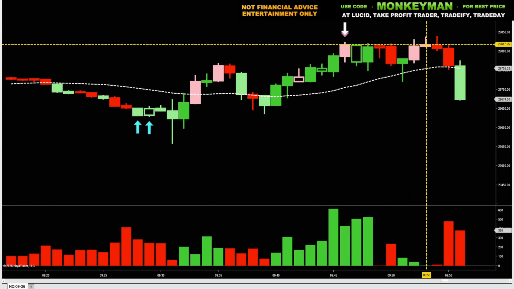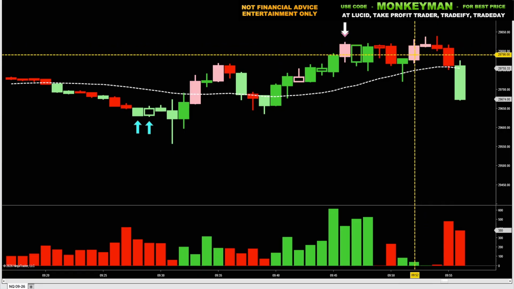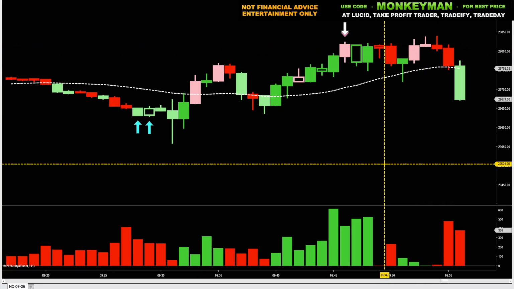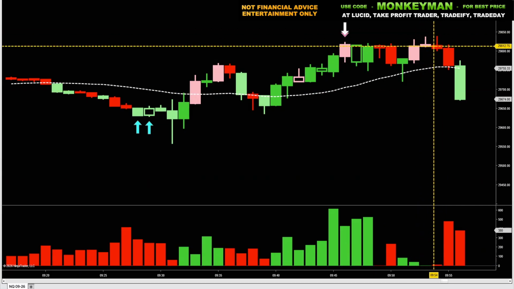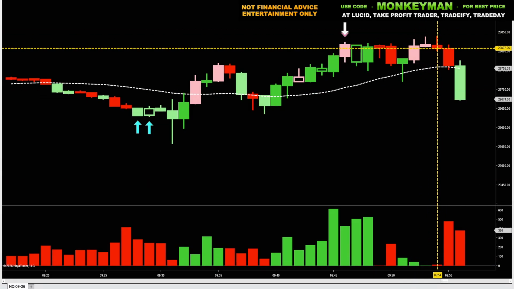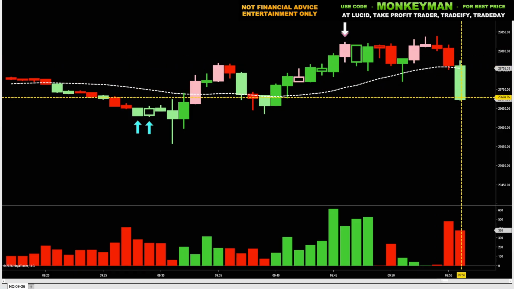And as we're popping up, you can see the delta is fading. The light pink candles, the delta is decreasing on the wave. We get a few top wicks right in a row. The histogram goes fully bearish. We get a nice move to the downside.